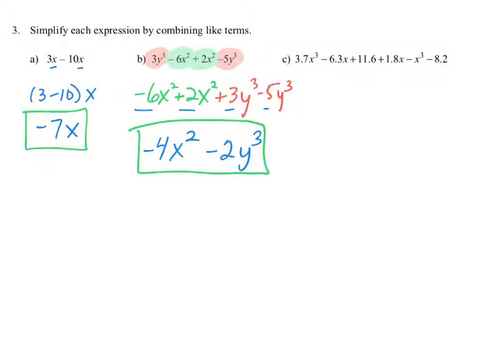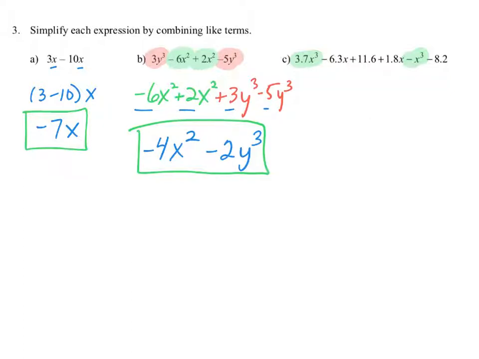In example C, we have 3.7x to the third minus 6.3x plus 11.6 plus 1.8x minus x to the third minus 8.2. Let's highlight the like terms so we can combine only those like terms. To begin with, I have the 3.7x to the third that can be combined with the minus x to the third, only because you have the same variable base x and the same exponent 3.